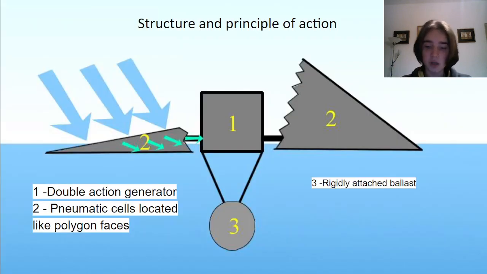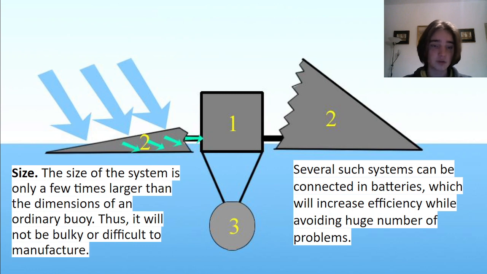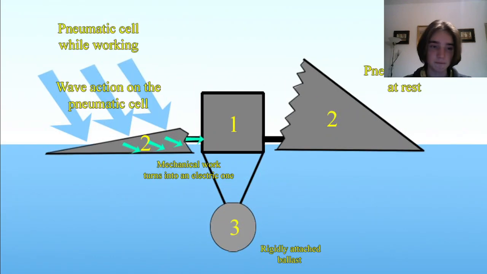So, let's go directly to the structure of our mechanism. There is a buoy that consists of a double-action generator, pneumatic cells located like polygon faces, and rigidly attached ballast to maintain a horizontal position, respecting the surface of the water. The size of the system is only a few times larger than the dimensions of an ordinary buoy, therefore it will not be bulky or difficult to manufacture. Several such systems can be connected in batteries, which will increase efficiency while avoiding a huge number of problems.